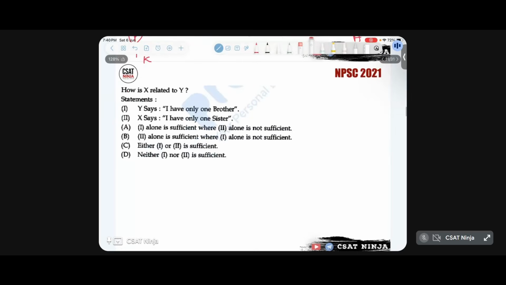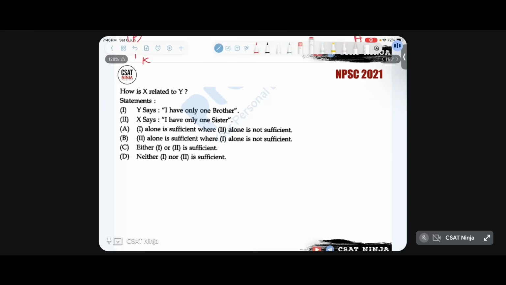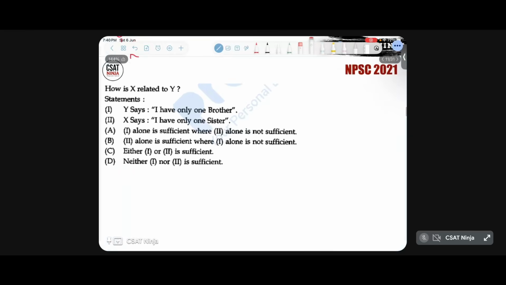Let's move on to the next. The next question is this. It's a data sufficiency based question, which was asked in NPSC 2021, okay? So it's a very simple question. Let's start with the question. Always remember, whenever you are solving data sufficiency, check what is asked first. Keep this in the back of your mind.